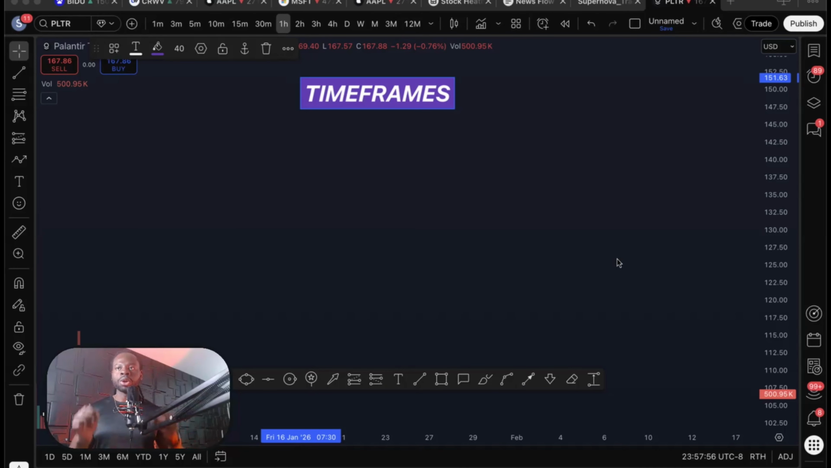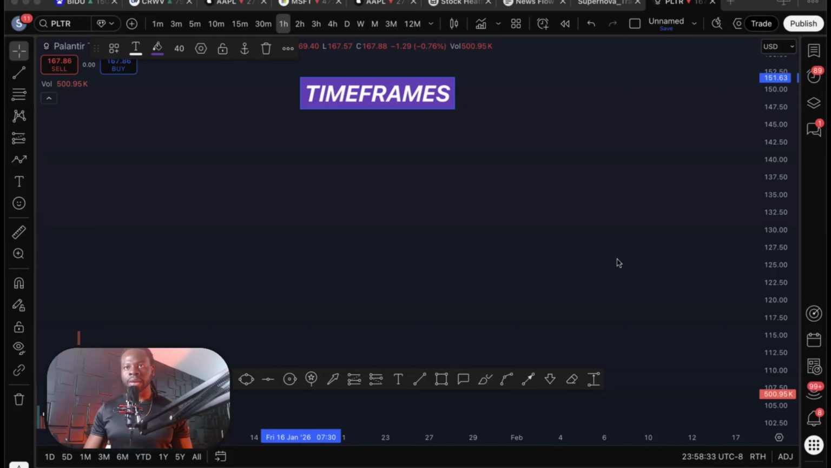So in this lesson, we're going to talk about time frames and choosing the right chart for your trades. Let's get into it. Looking at the wrong chart can make your trade feel random, and you don't want that. Time frames show you the bigger picture and the right moment to trade, and that's why it's really important. But what is a time frame?